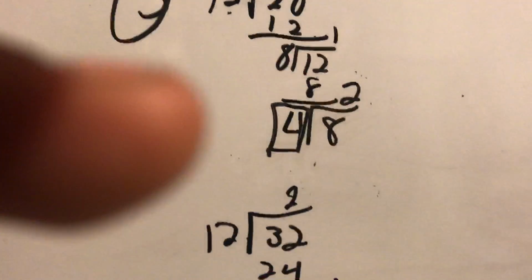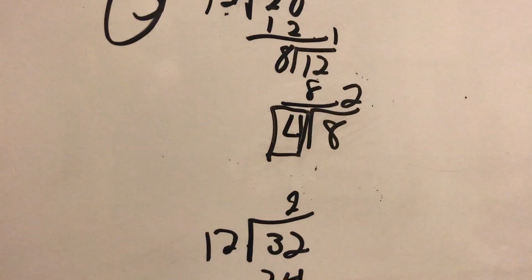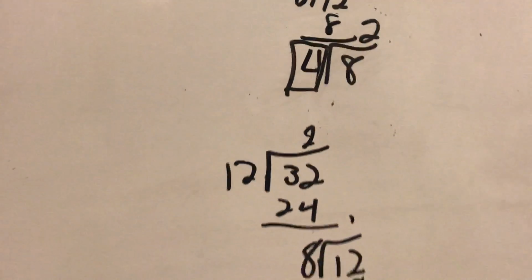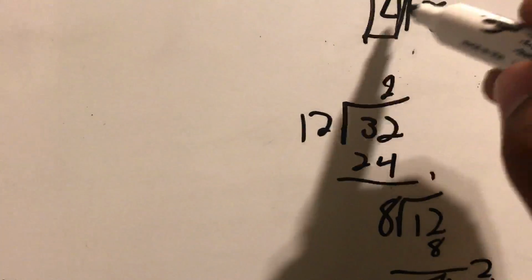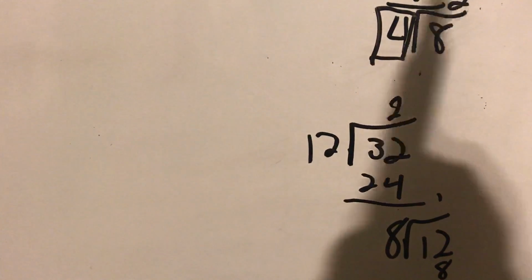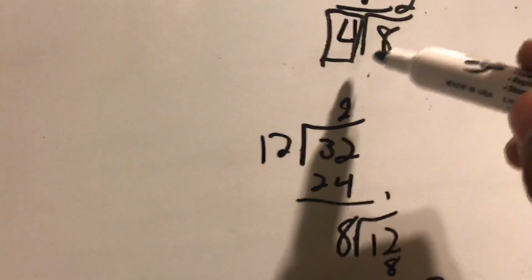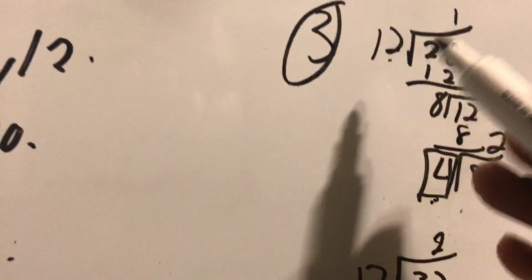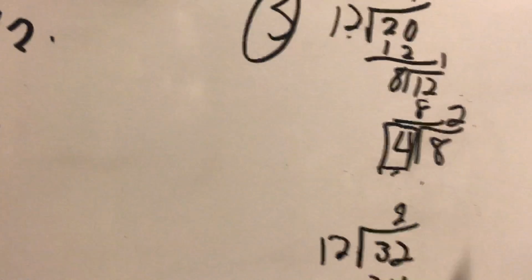When you divide 8 by 4, you get 2. So you cannot go further since there's no remainder. When you have remainders, you keep on dividing. Since there's no remainder, you can see that the greatest common factor of 12 and 20 is 4.